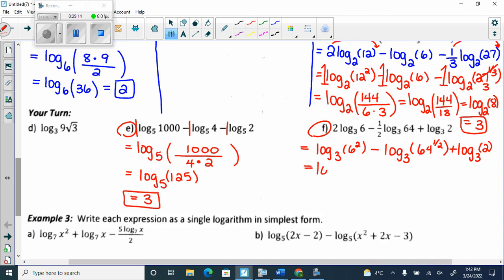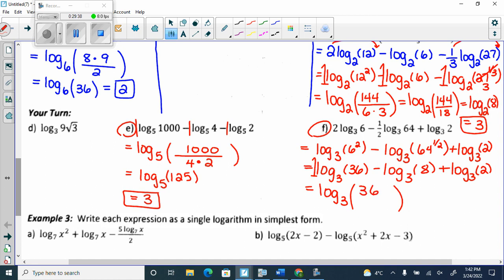So I get log base 3 of 36 minus log base 3. What's 64 to the half? 8, because it's just the square root of 64. So it's an 8, plus log base 3 of 2, and then I'm going to put them together. So I'm going to get log base 3. The 36 is going to go in the numerator because there's a plus 1 in front. The 8 is going to go in the denominator because there's a minus 1 in front. And the 2 goes in the numerator because there's a plus 1 in front. So I'm going to get log base 3 of 72 over 8, which is log base 3 of 9. 3 to what power is 9? 2.